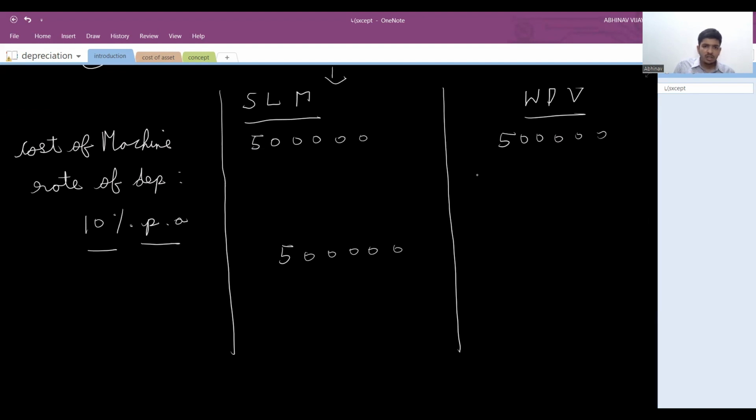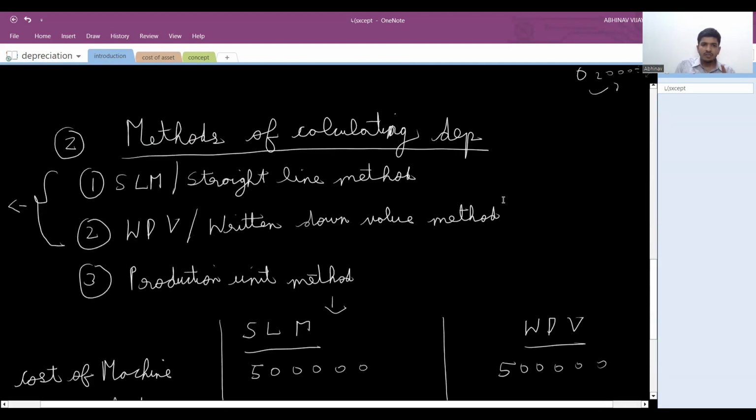Now, depreciation for the first year, they say is 10%. So 10% on what? 10% on the cost of the machine. Now, don't get confused by this one.